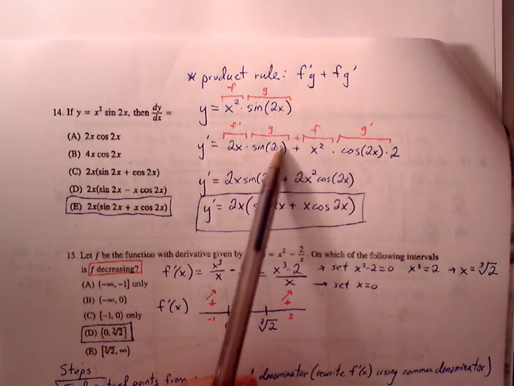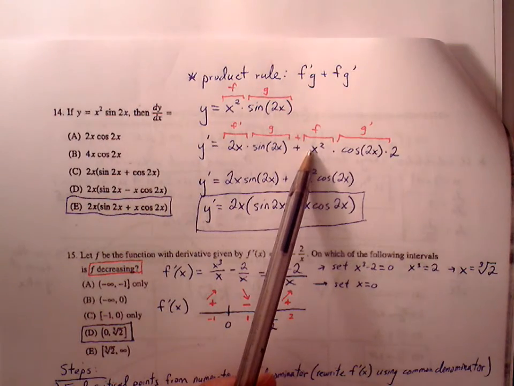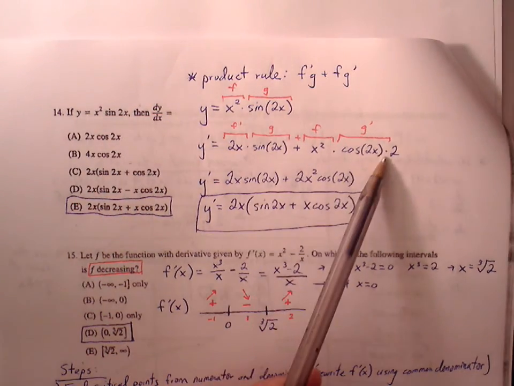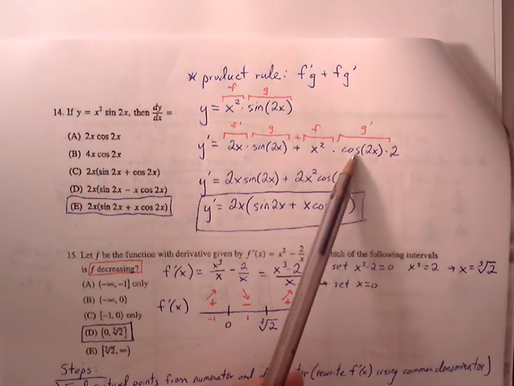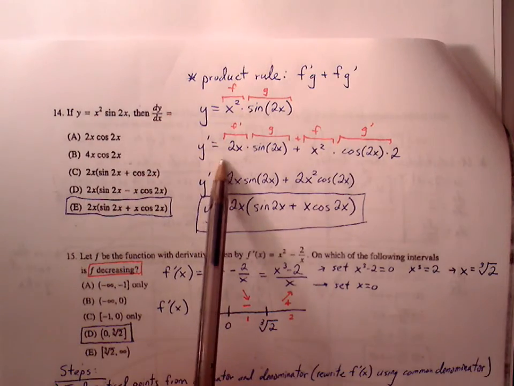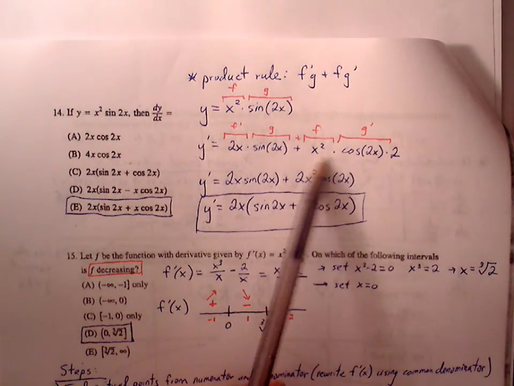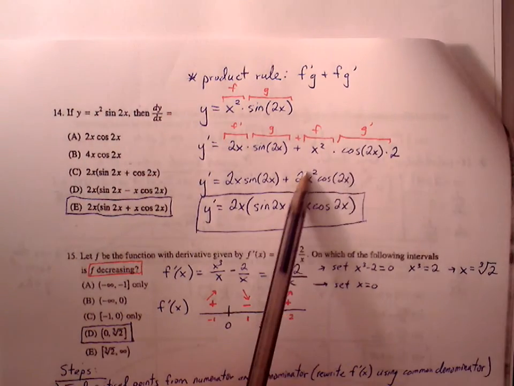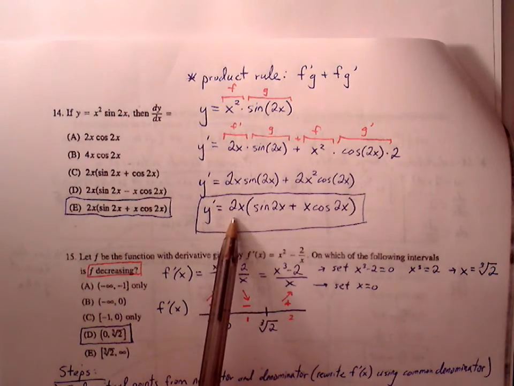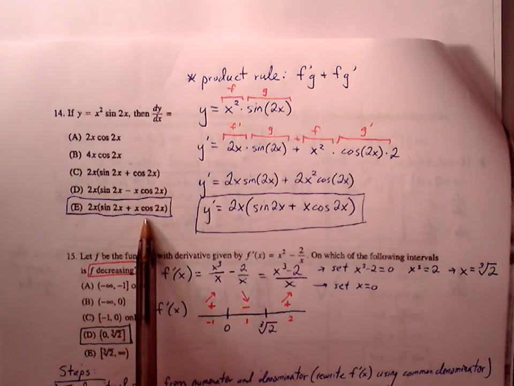We keep the g function. F is the original x squared. Now sine of 2x becomes cosine of 2x times 2. The derivative for sine of u is cosine of u times u prime. And now we have the derivative. We just have to clean this up a little bit. I can push the coefficient 2 in front of the second expression, and then I can factor out the 2x from both terms to make it match our answer choice.